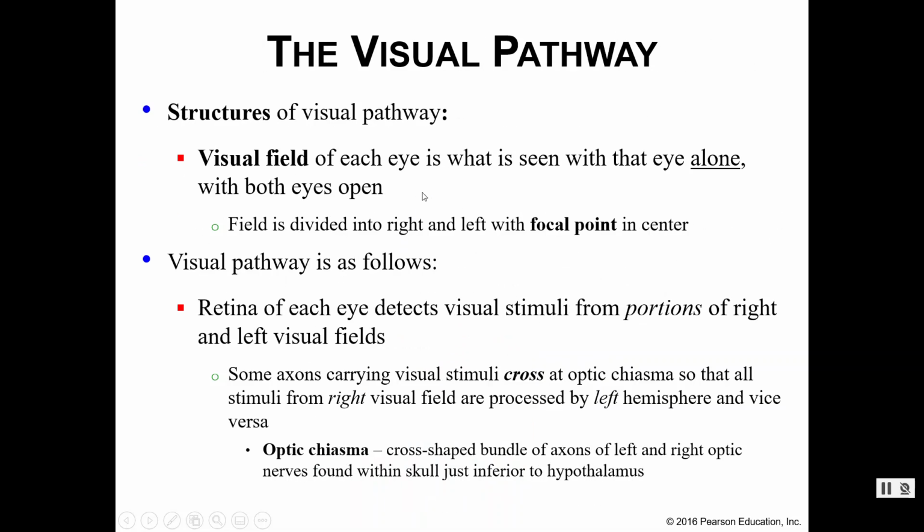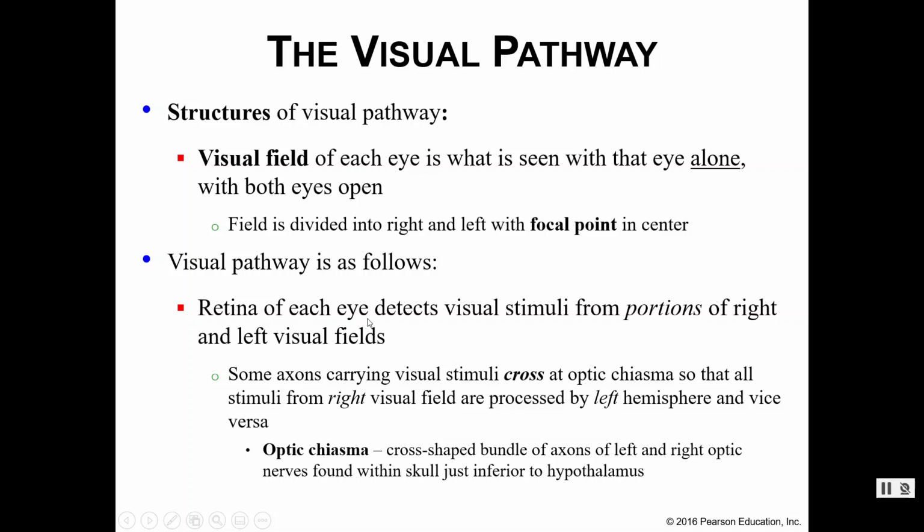Now, you have two eyes. And they kind of see the same thing, but they kind of see different things all at the same time. So we have what's called visual field. Each of your eyes has a visual field, which is what that eyeball sees all by itself, even though you have both eyes open. I know, it's kind of weird. Your left eye sees certain things, your right eye sees certain things. Now this visual field will be divided into lefts and rights, obviously. You have a left eye and a right eye. And center is the focal point.